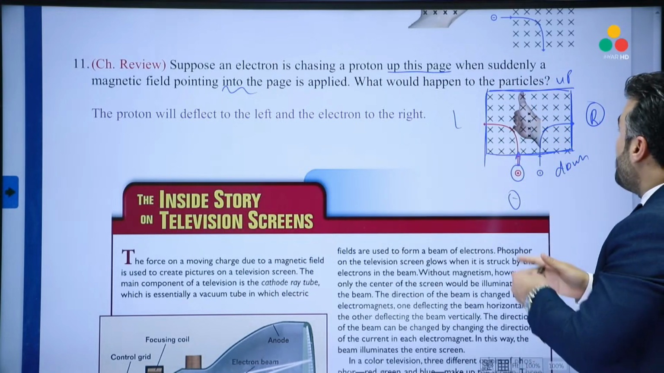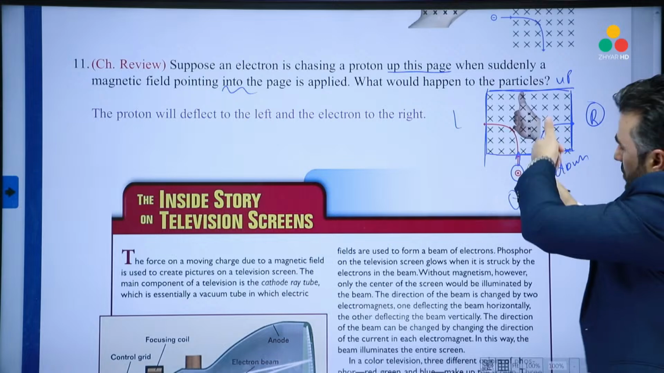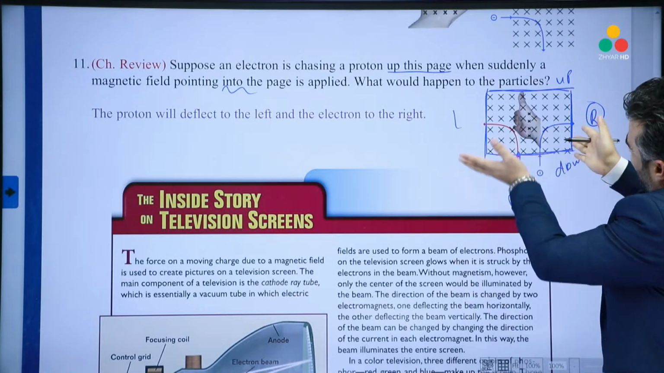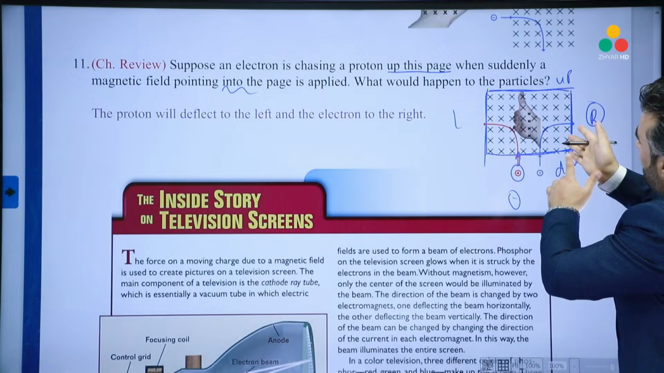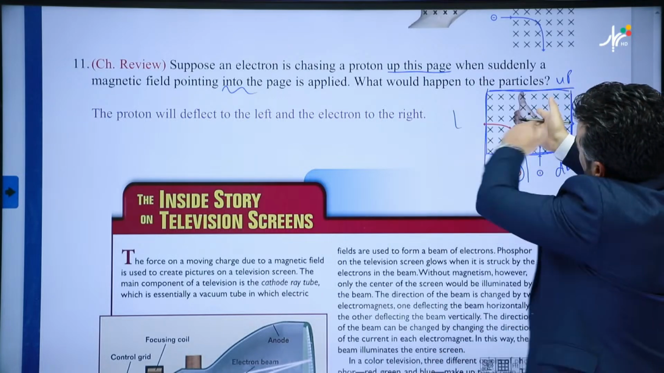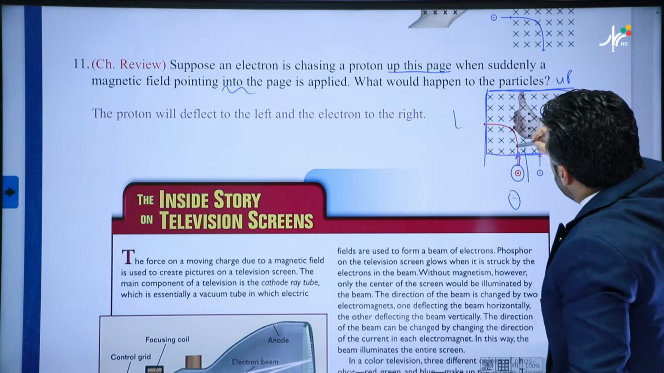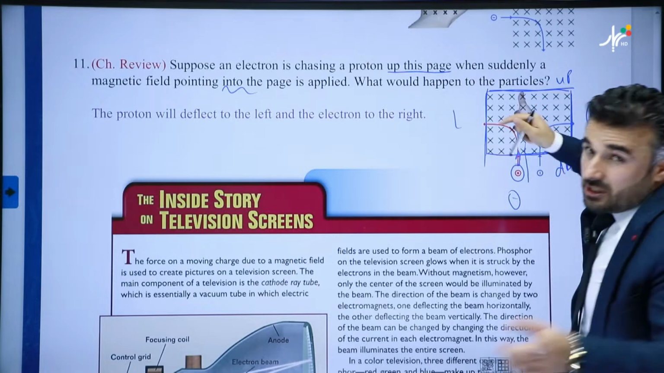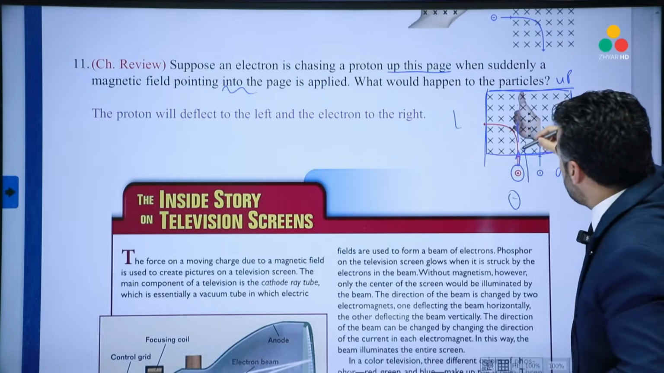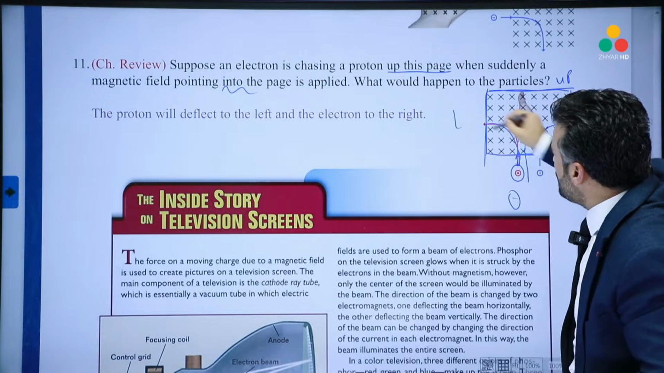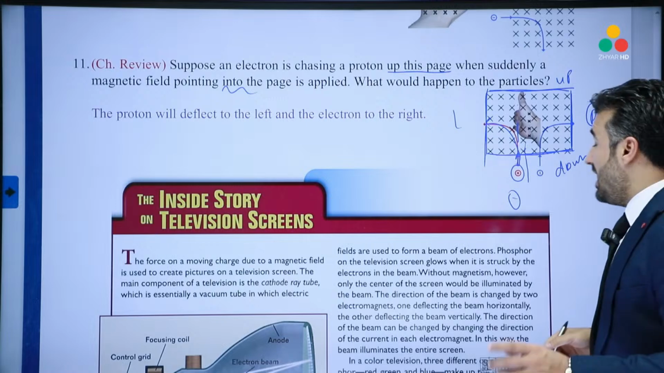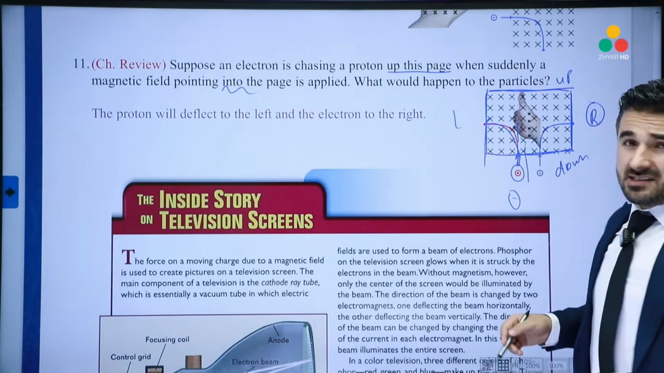Remember the thumb. The thumb would be the direction of the motion, your fingers the direction of the magnetic field, and the palm would be the direction of the magnetic force on a positive charge. So if the proton is moving like this, it would get a force in this direction. So you can see that the proton will no longer continue on a straight line because there is a magnetic force on it. This magnetic force is going to change the direction of its motion. Remember this.